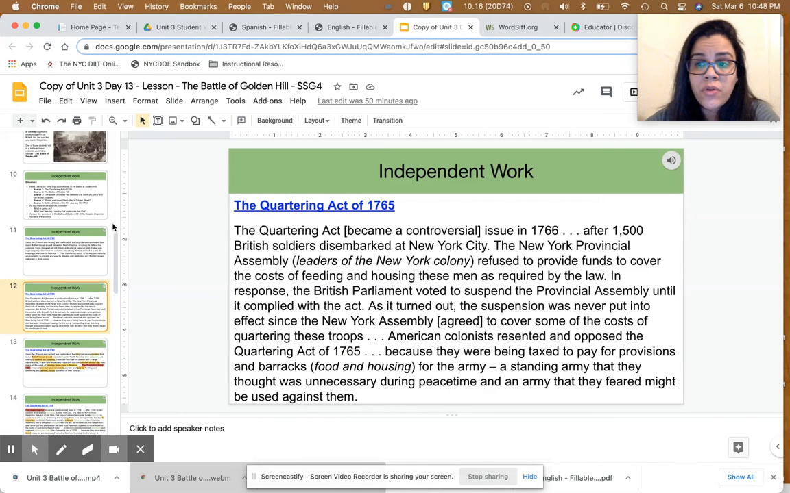It will be important for all students to understand that the Quartering Acts, not just the acts that they learned from in the previous lessons, but the Quartering Act on top of those, is making this snowballing effect of events that are leading to growing tensions and the American Revolution.